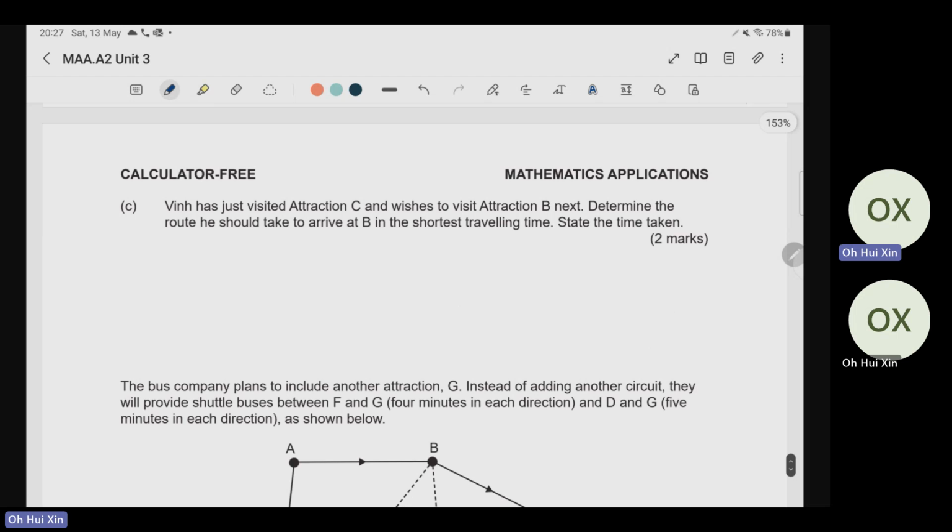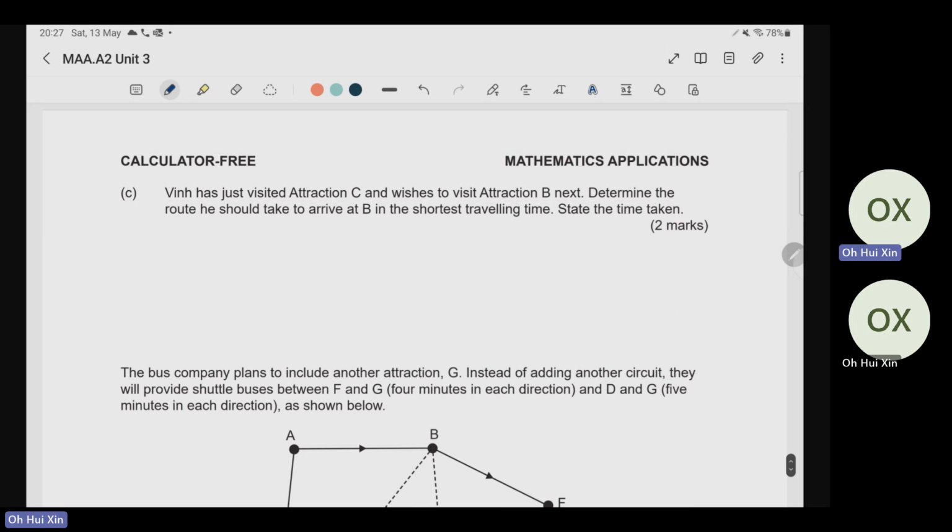Then we move on to C. Vin has just visited attraction C and wishes to visit attraction B next. State the route that he should take to arrive at B in the shortest traveling time. This is a bit similar to the shortest route you have done. The only difference is that now your graph is a directed graph, but the way that you do it is supposed to be the same.